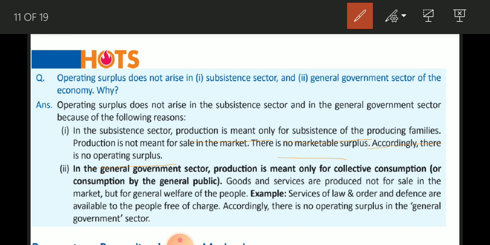General government is also not going to have any operating surplus. Why? Because general government does all the work for the welfare of the people. It produces goods and services not for profit, not for sale in the market. It produces goods and services so that there will be an increase in the welfare of people, like services of law and order and defense, which are available to the people free of charge. So in this way, in subsistence sector and in general government, we don't find operating surplus.